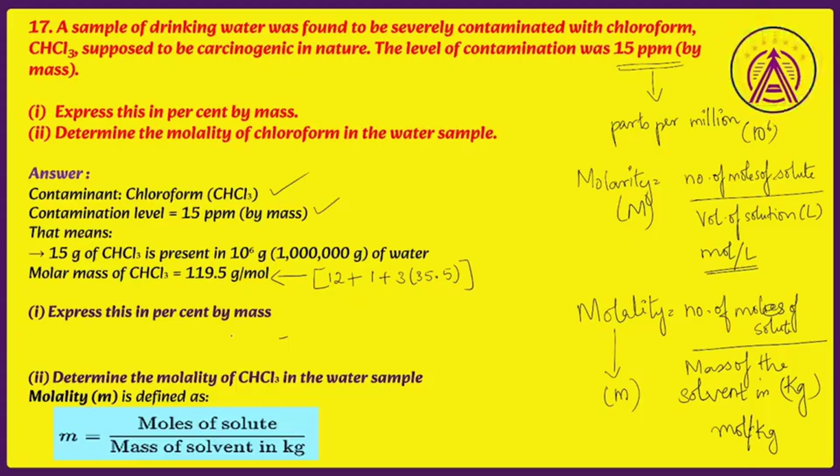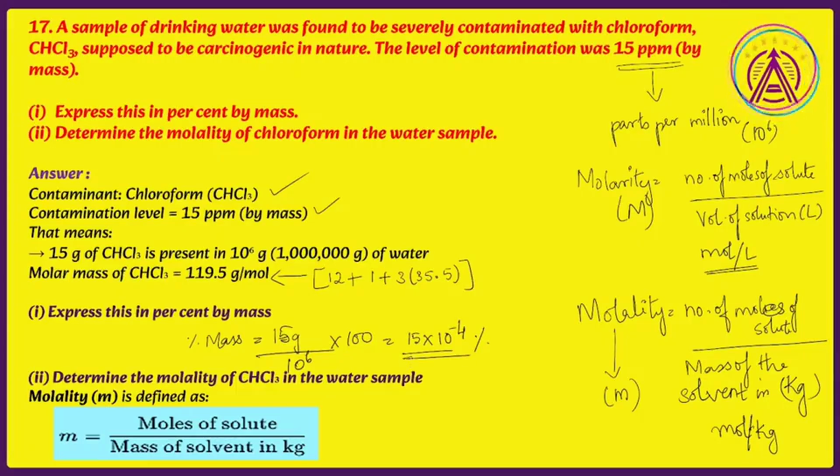Express this in percent by mass. So how can we express percentage mass? We know percent mass is mass of the solute which is there, which we know is 15 grams, correct? Divided by total mass of your solution, which is 10 power 6, into 100. So basically 10 power 6 comes up, it becomes 10 power minus 6. So you get 15 into 10 to the power minus 4 percent.